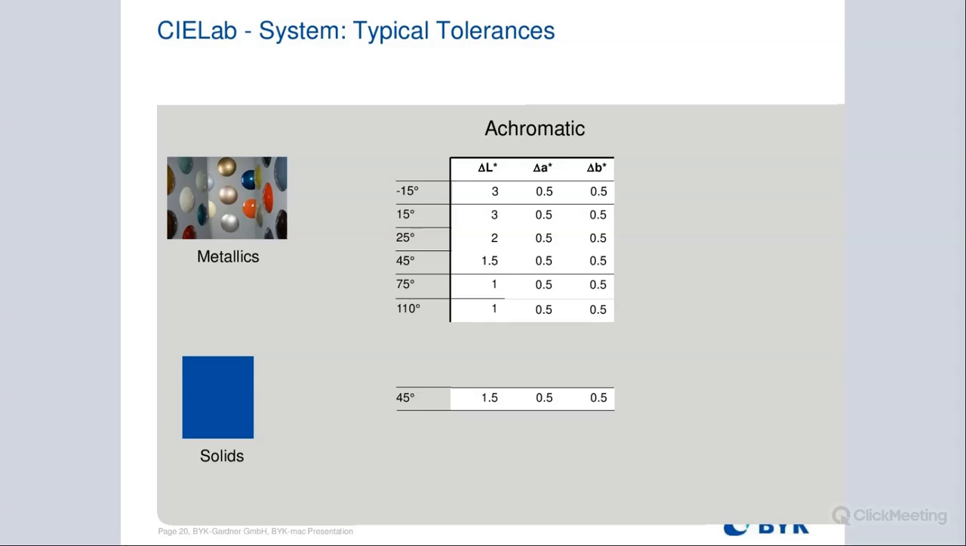All right, and then for achromatic colors, it's almost the same thing. So you have a little bit of a higher tolerance for the negative 15, 15, and 25. 45 is typically the tightest here, but for achromatic, we see that our tighter tolerance is now at 75 and 110 degree angles. And then at our solid colors, we have just our 45, and it's a typical tight tolerance for that as well.